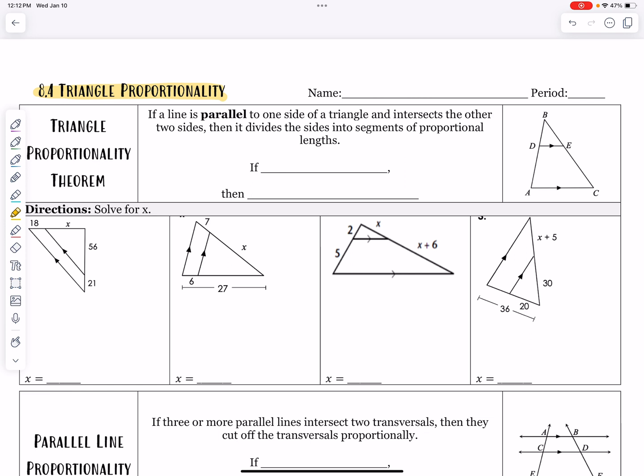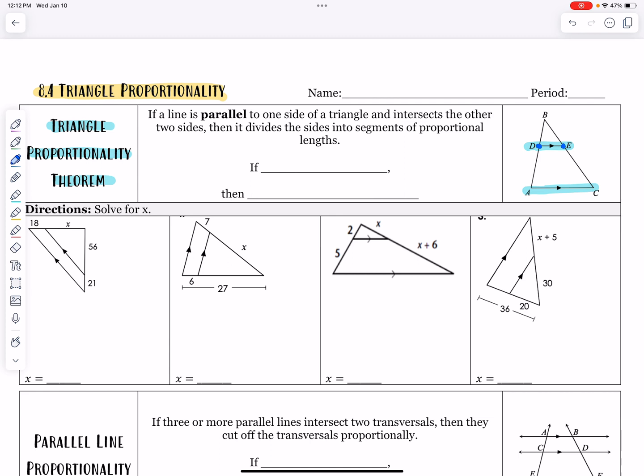It's just a classic. So let's look at what the triangle proportionality theorem says. Sounds scary, but it's not. This theorem just says that if you have a line, so in this picture that's DE, that is parallel to one side of a triangle, so DE is parallel to AC, and it intersects the other two sides, so intersects means it crosses, it crosses at point D and it crosses at point E. It intersects the two sides.